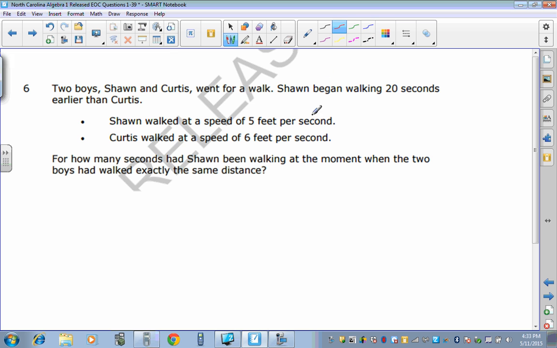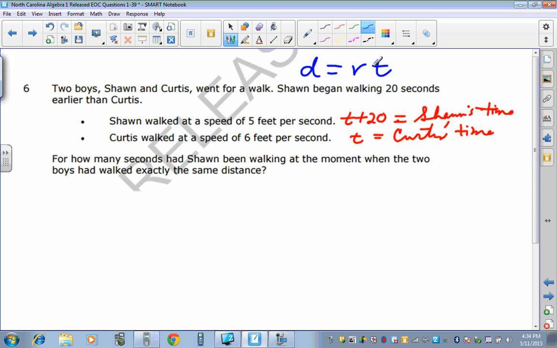First of all, I'm going to let T be Curtis's time walking. Anytime you solve a word problem, whichever quantity is less is what you want the variable to be. So T is going to be Curtis's time, because that's going to be the smaller. Sean's time will be T plus 20 because he had that 20-second head start. Now you have to remember a little equation when you're doing these, that the distance is equal to rate times time. Okay, and we know that Sean's rate was 5 feet per second. He walked for T plus 20 seconds. So Sean's distance is 5 times T plus 20.